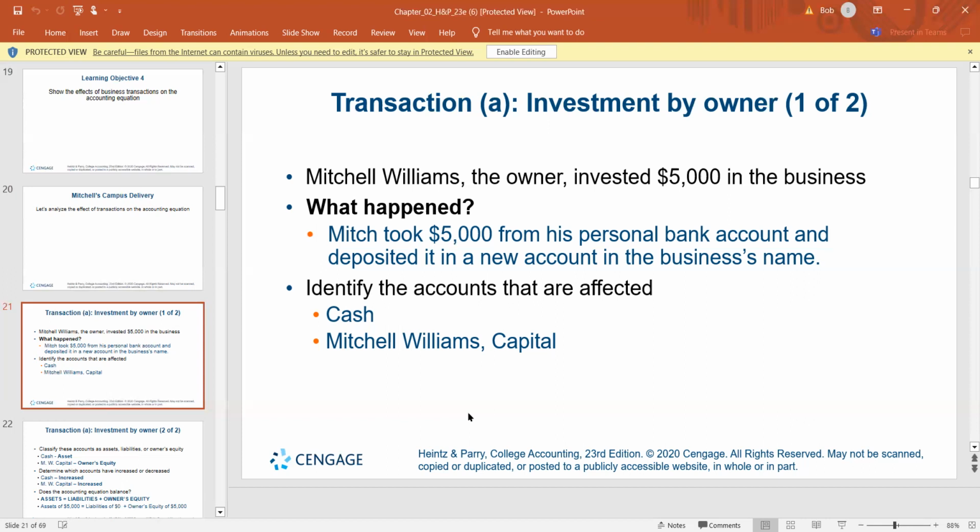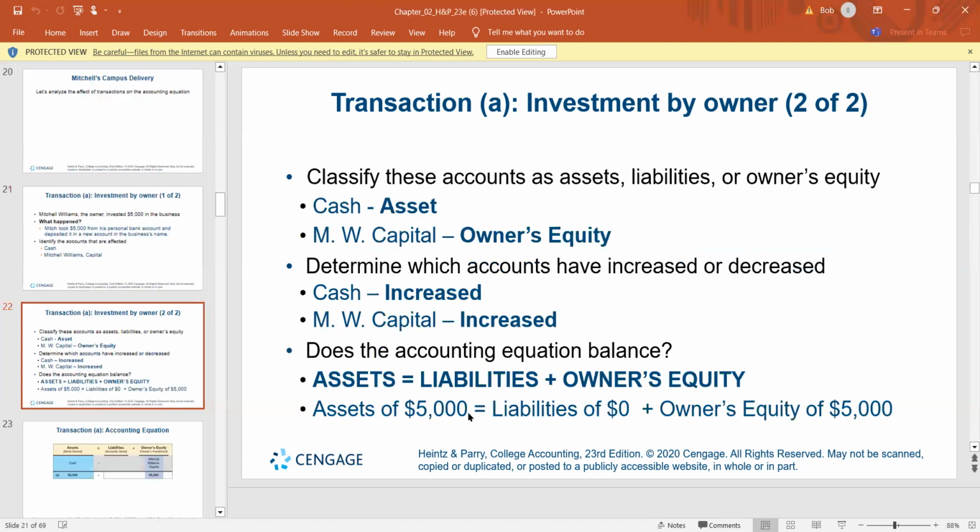Well, your cash is going to change. Your cash was zero. You had nothing there. So the cash is going to go up and the capital is going to go up. Classify these accounts as assets, liabilities, or equity. Cash is clearly an asset, and capital, well, that's owner's equity. So right now we're going to have assets of 5,000, no liabilities, owner's equity of 5,000.